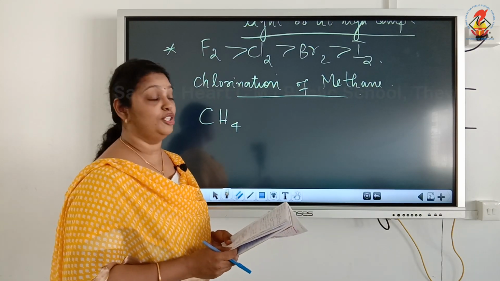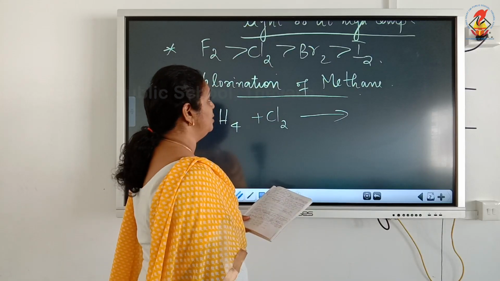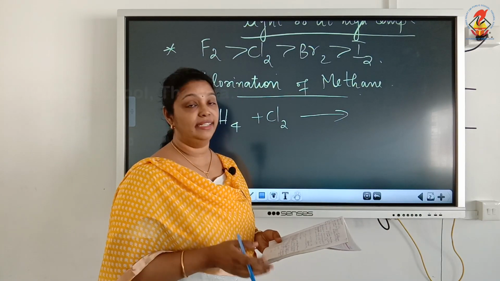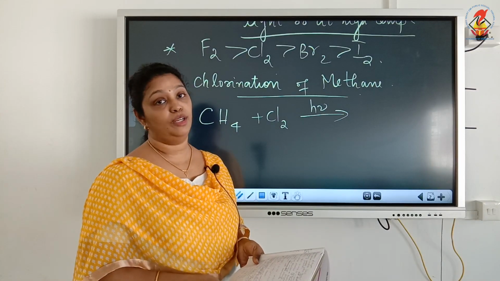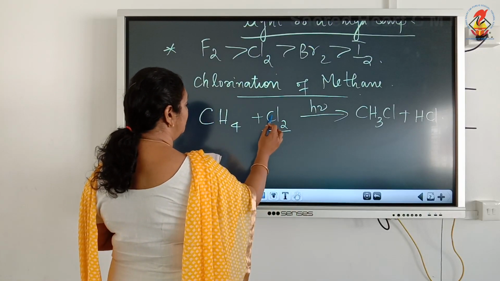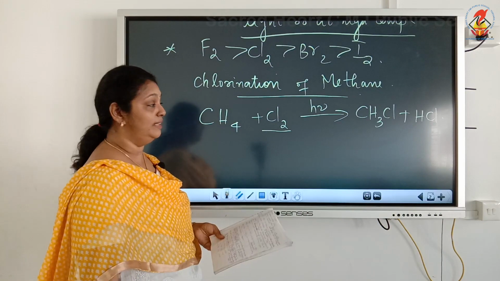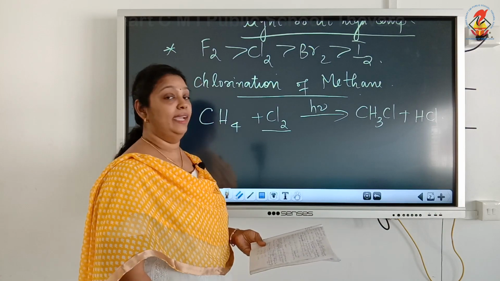Here it is chlorination, which means methane plus chlorine, and the halogenation takes place in the presence of light or high temperature. Here, in the presence of light, I am going to write h nu. First, one hydrogen from methane is replaced by chlorine. So, the product will be CH3Cl plus HCl. We have taken one chlorine from Cl2, which substitutes one hydrogen from methane. That hydrogen and the other chlorine from Cl2 combine to form HCl.